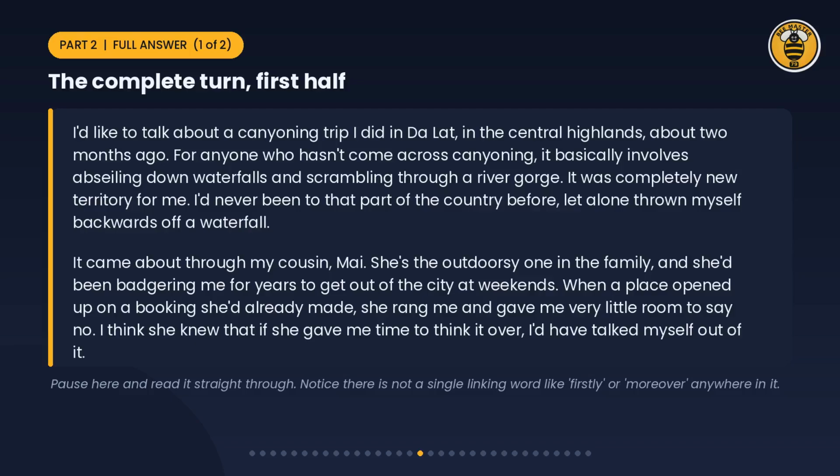Here is the first half of the answer in one piece so you can see how the chunks join up into a single unbroken turn. Pause the video and read it through, and notice that there is not one linking word like firstly or moreover anywhere in it.